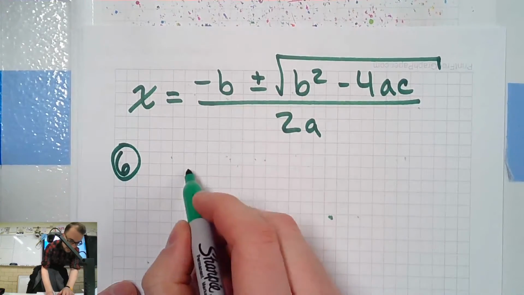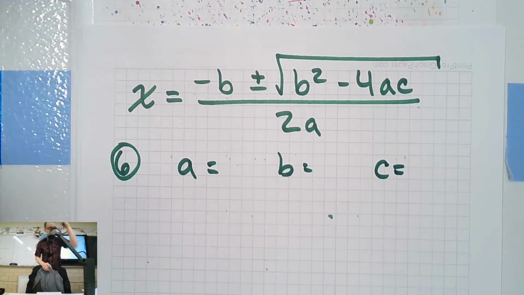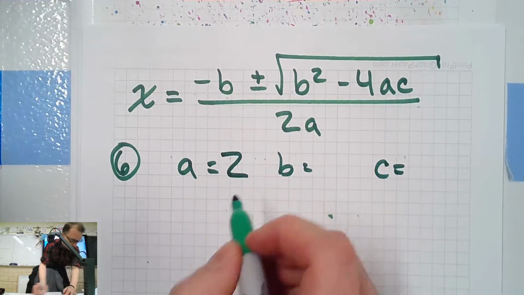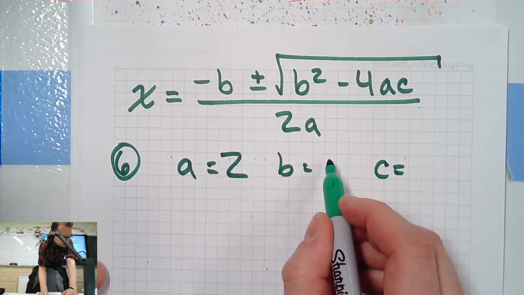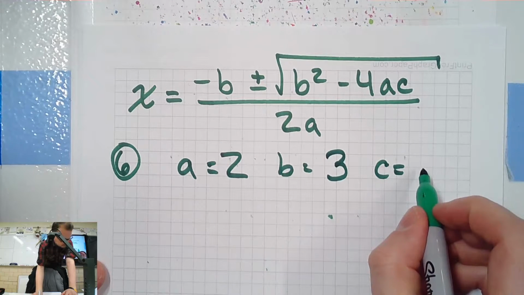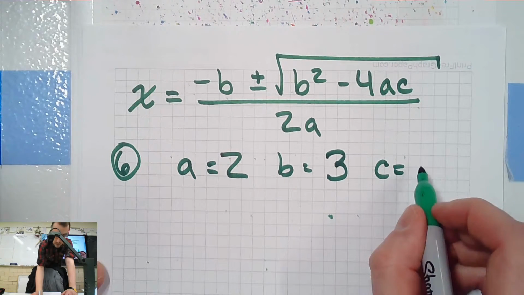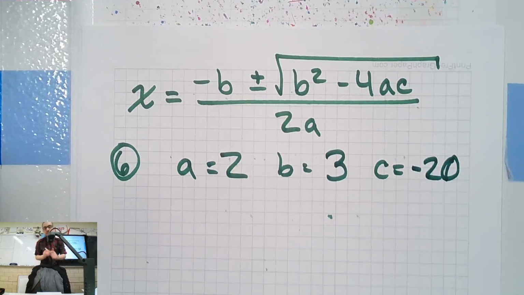What's our A, B, and C? What's A? Somebody give me A. Jace, give me A. 2. Shambaugh, give me B. Tickler, give me C. Yeah, we're on number 6. Negative 20. There we go. Get at it.